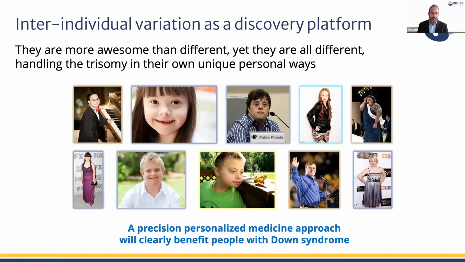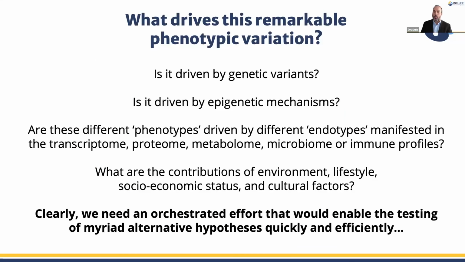So it is in this inter-individual variability that we have an opportunity for discovery, right? We like to say that a precision personalized medicine approach will clearly benefit people with Down syndrome. So what drives this remarkable phenotypic variation? Is it driven by genetic variants, either on genes encoded in chromosome 21 or genes elsewhere in the genome? Is it driven by epigenetic mechanisms?